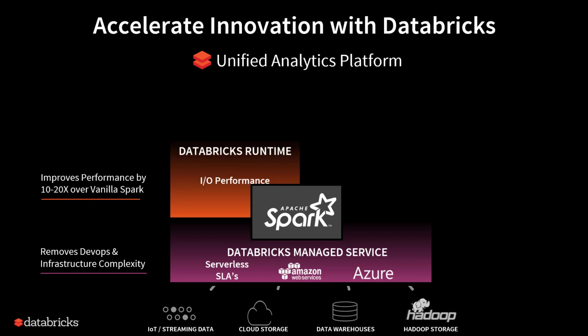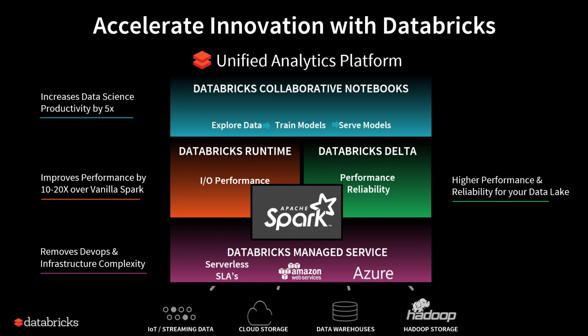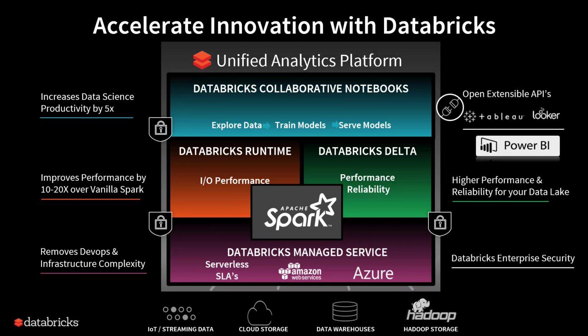Databricks provides an increase in the I/O performance over the native vanilla Spark runtime. Databricks Delta gives a higher performance and reliability for data lakes, which we'll cover later in the demos. With collaborative notebooks, the three main roles can work together and increase productivity. Since it runs in the cloud, enterprise security is available and managed in Azure or AWS. Databricks is certified for SOC 2, ISO, HIPAA, GDPR, and is planning for FedRAMP later this year. Extensible APIs are available for working with external visualizations and other data sources such as Power BI, Tableau, and Looker.